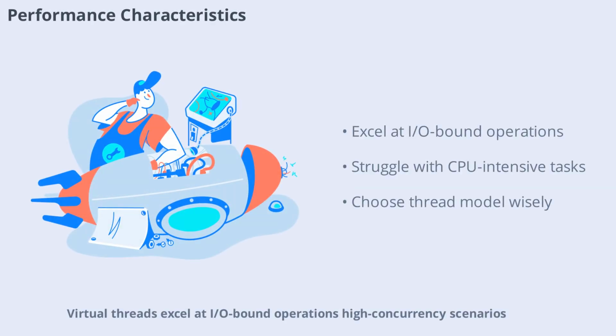Virtual threads excel at I/O-bound operations, high concurrency scenarios, and blocking tasks like sleep, network, or file I/O. However, they struggle with CPU-intensive tasks, code with heavy use of synchronized blocks, and extremely short-lived tasks due to scheduling overhead. Understanding these characteristics helps you choose the right thread model for your application.